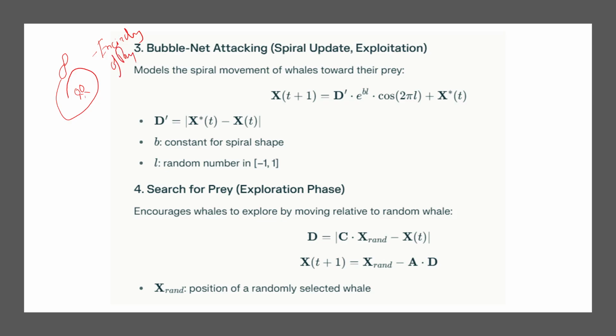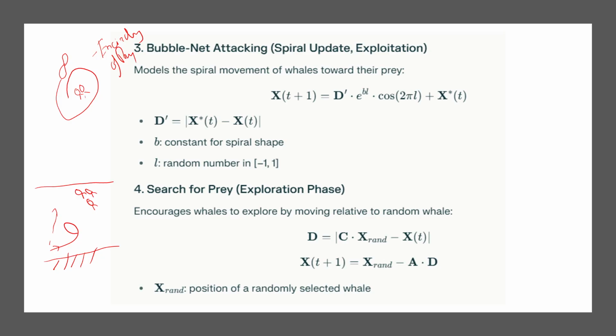Another method is this one, spiral update or exploitation, also known as bubble net attacking. Here the whales move from below to the surface. If this is the sea surface and this is the sea bottom, the whales move from here to here. And when they spot their prey near the surface or middle of the sea, they move in a spiral manner, in a shape like 9, the numerical digit 9.